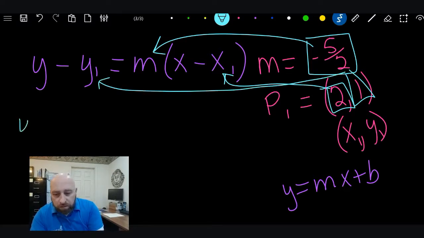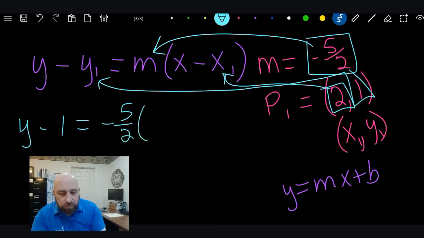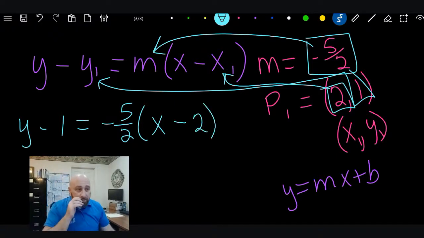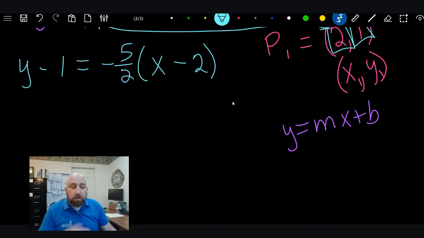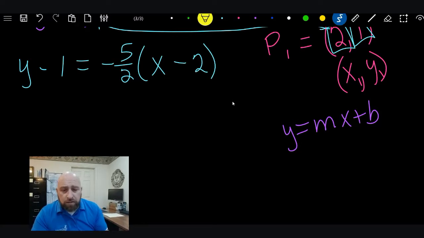So this is going to come out to y minus 1 equals m is -5 over 2 times x minus x1 is 2. Now, some of you are losing your mind right now because we're dealing with a fraction. Don't lose your mind. Slope is a fraction a lot of times. You should know how to use a fraction by now. You're in algebra class. Okay?